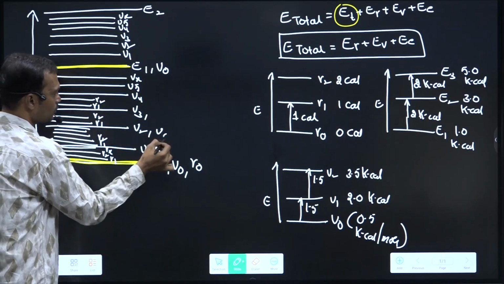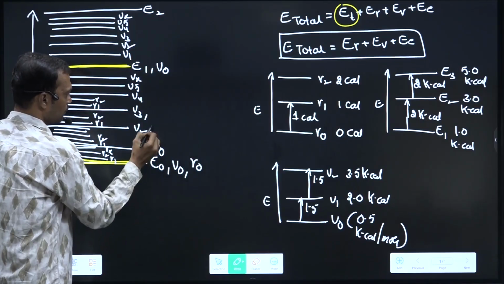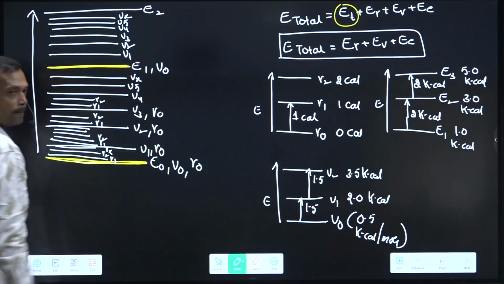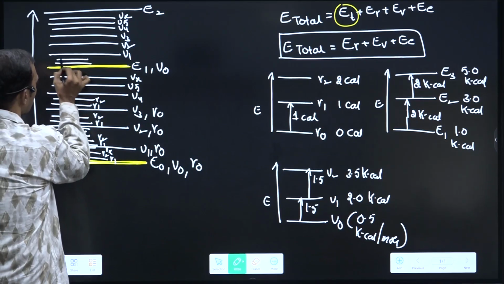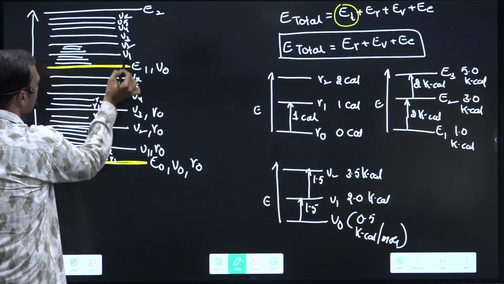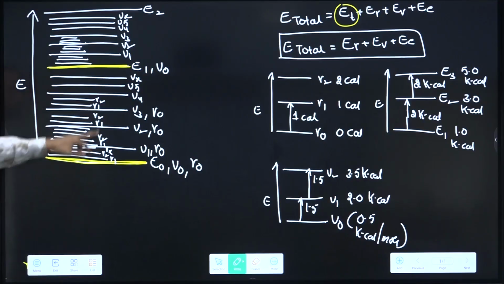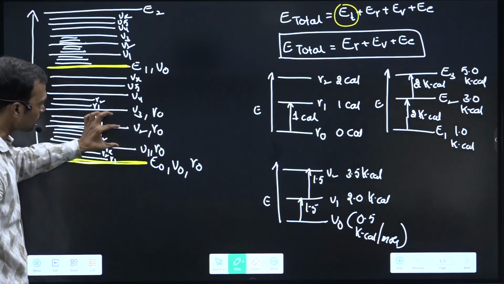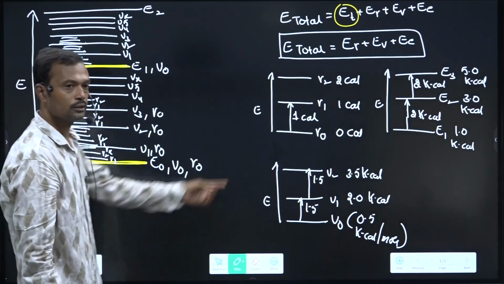So every time start with V0 in electronic energy level, and in vibration energy level start with R0. Every time in between two V's you write R. These are all rotation energy levels. Every electronic energy level is associated with vibration and rotational. Every vibration energy level is associated with rotational. Which is the smallest energy? Rotational.